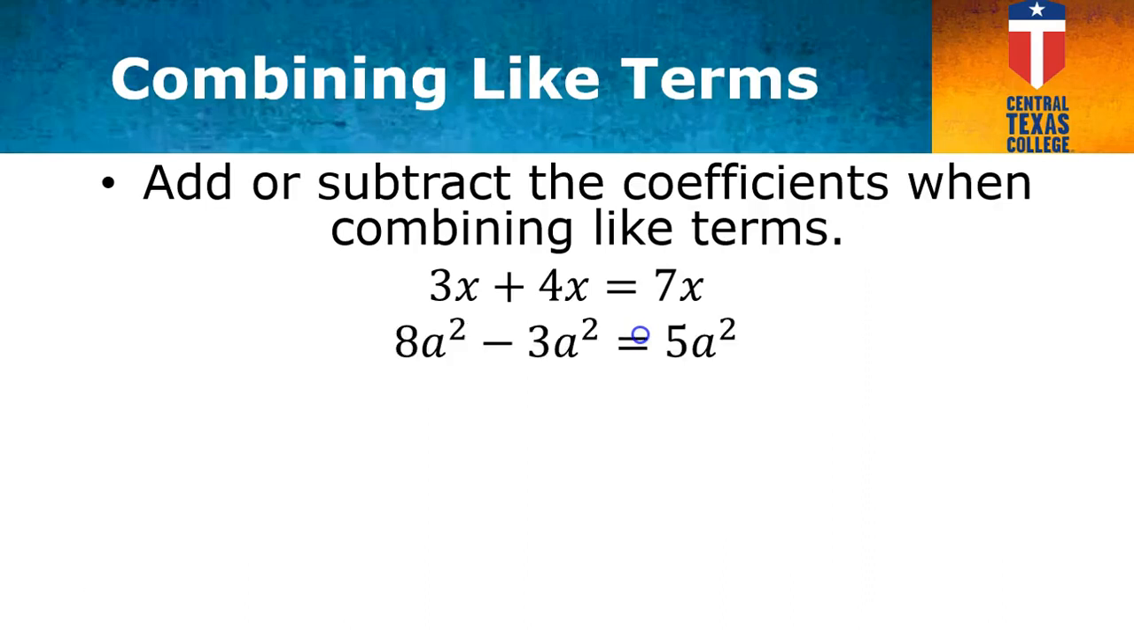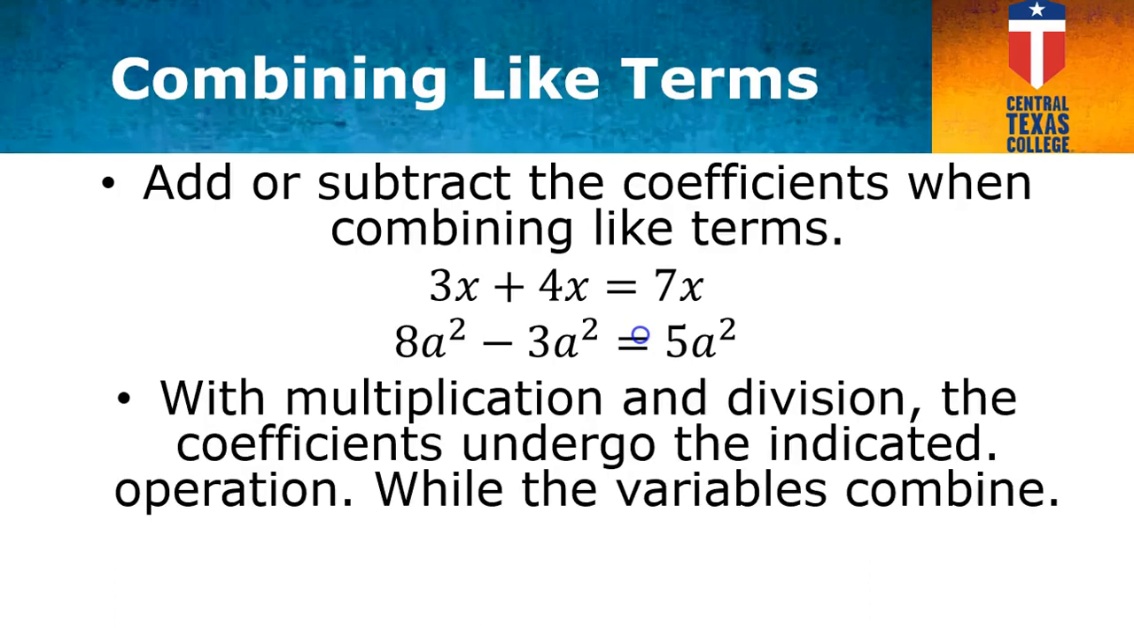So then we have 8a squared minus 3a squared, and 8 minus 3 is 5, and then the a squared just gets carried over. So with multiplication and division, you don't need like terms. The coefficients undergo the indicated operation, while the variables also undergo the same operation, and they combine.